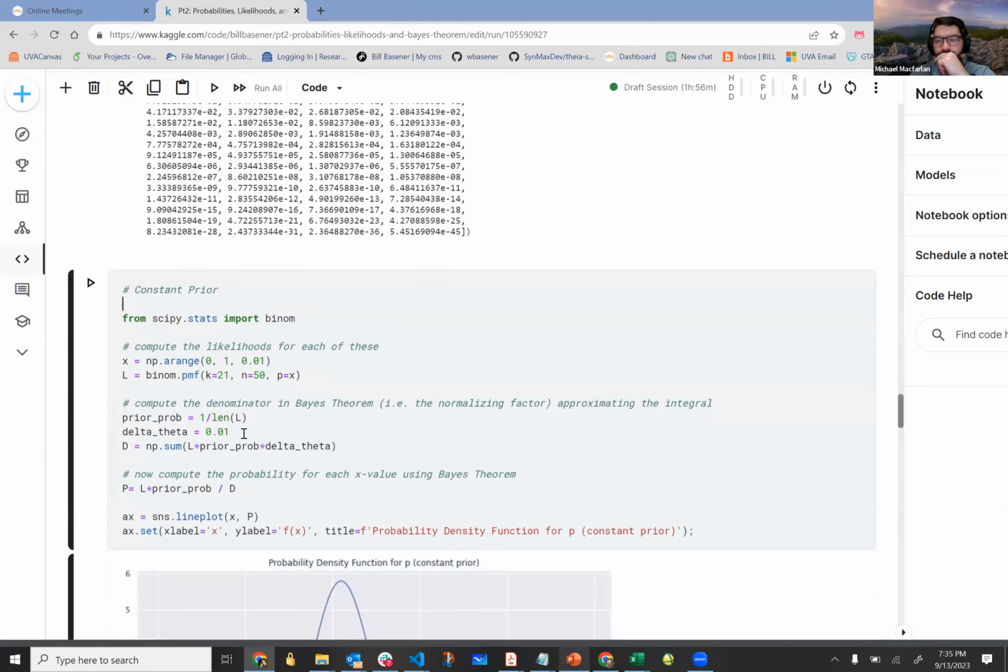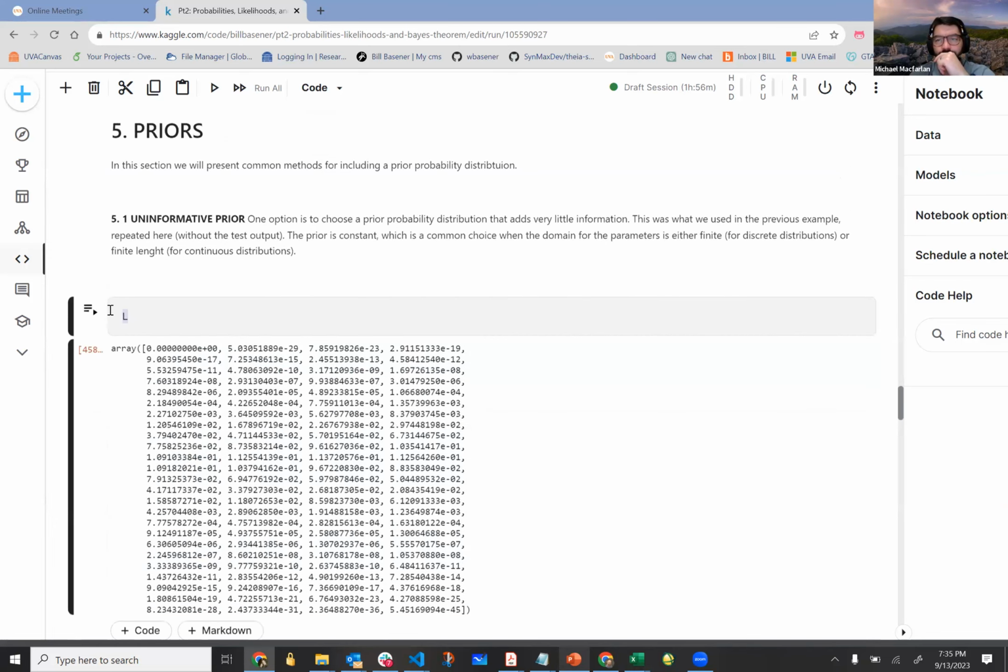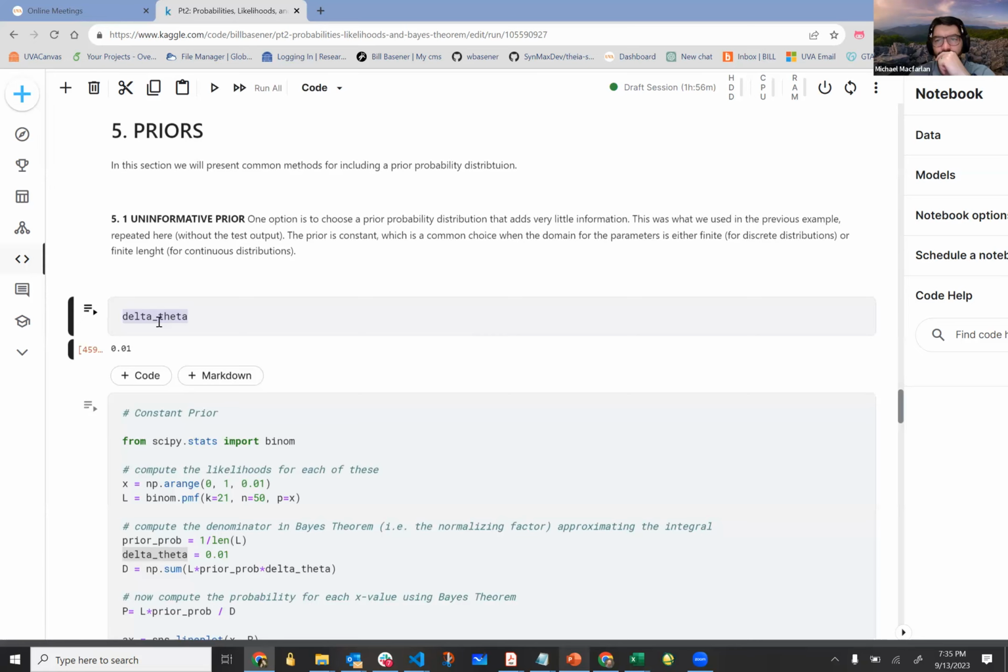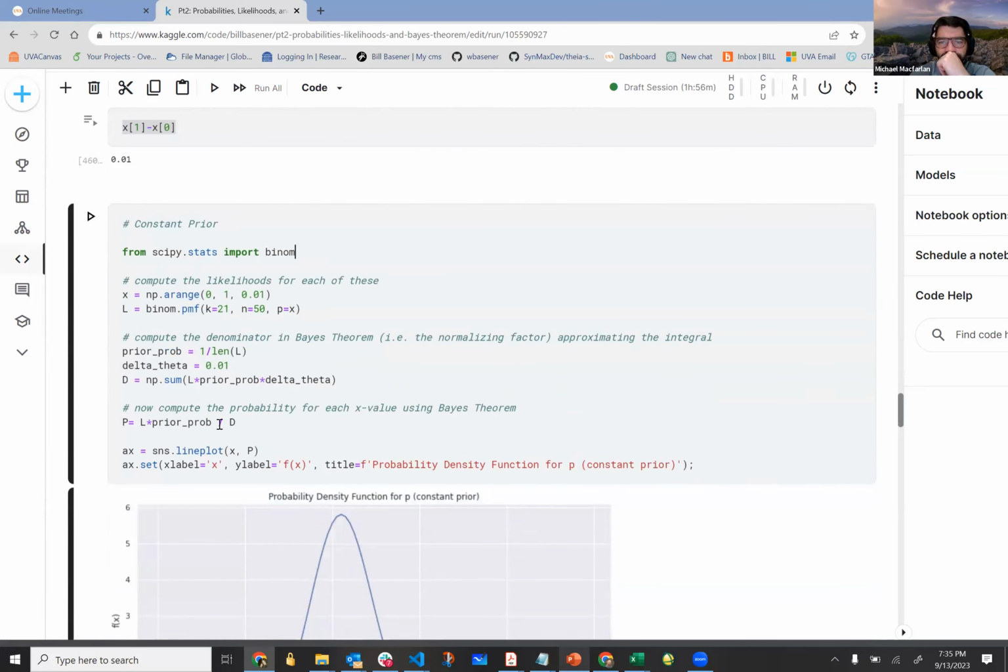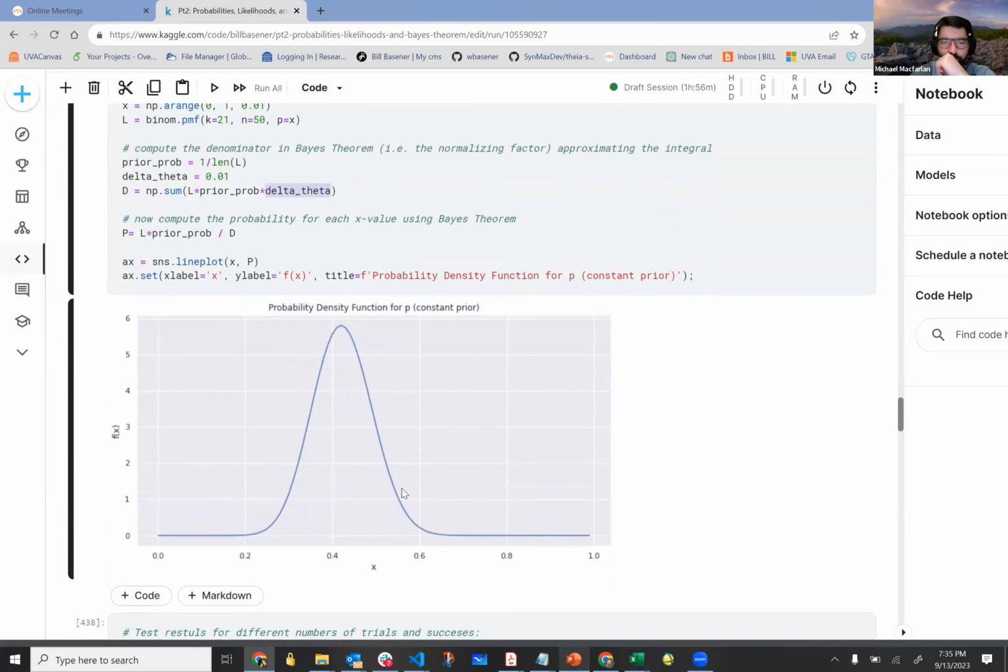Okay, so delta theta is the width between successive values. Another way to say it, we could have computed it as x1 minus x0, right? It's the width of the rectangle in your Riemann sum. It's sometimes called the step size. It's the delta x in the sum. Including that piece makes it so the integral under this curve is going to be equal to 1. Okay, so this is the denominator.